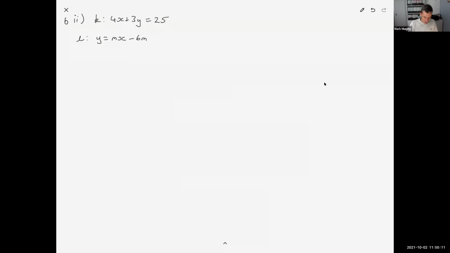So I'm going to just knock these into a nicer format. So that's 4x plus 3y. I'm just going to rewrite this one. That becomes minus mx plus y equals minus 6m. I'm just rewriting this one again. It's 4x plus 3y equals 25. So what have we got here?